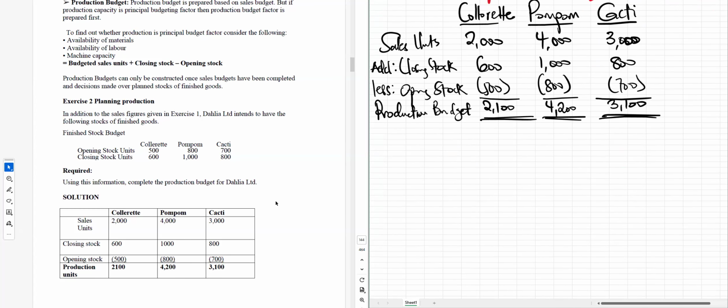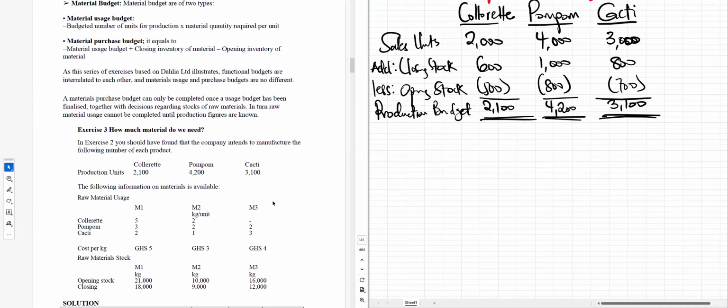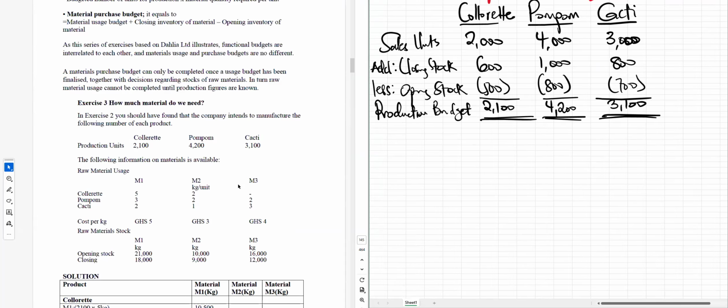Based on this production, we can use it to get any other budget. We can use it to get the material budget, the raw materials that we need. And look at the materials that they've given us. Already we know this. So we can do labor budget, we can do raw material budget, which is just getting the materials that we need. It's the same thing as raw material usage.